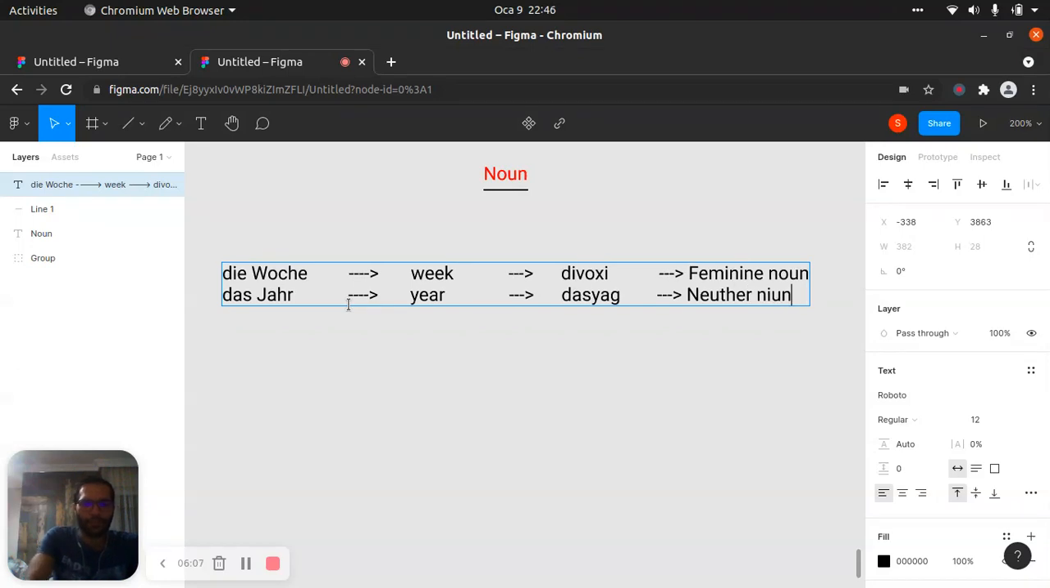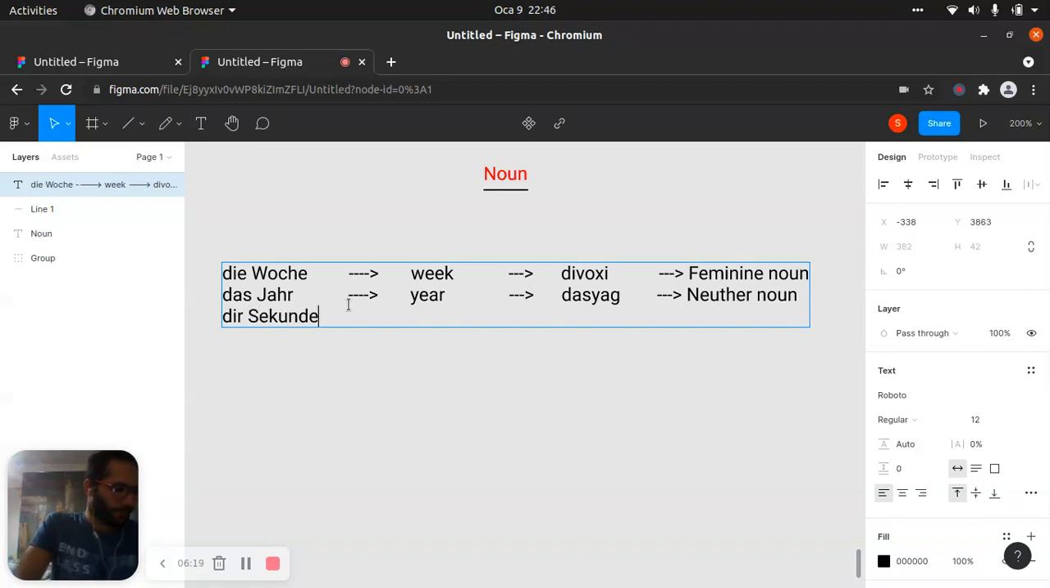And let's come here. So maybe we can do the neuter noun here. Other one, the second, it's like the second. That's second, right? I forgot to put it there. You can say die Sekunde, and for this one let's say feminine noun.